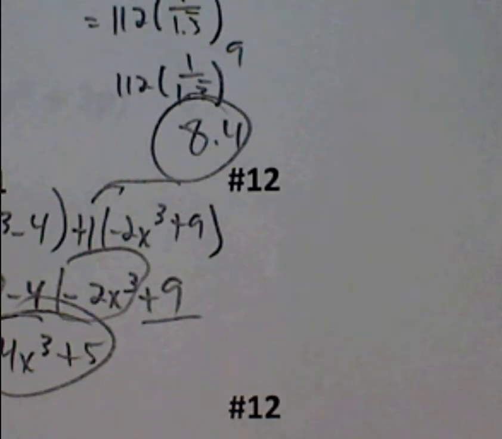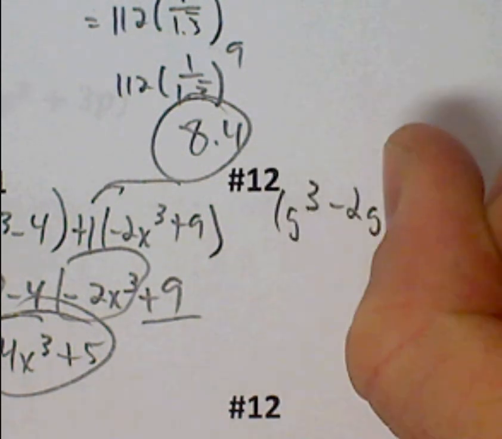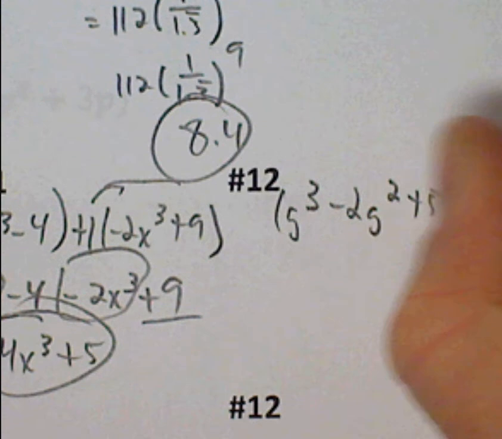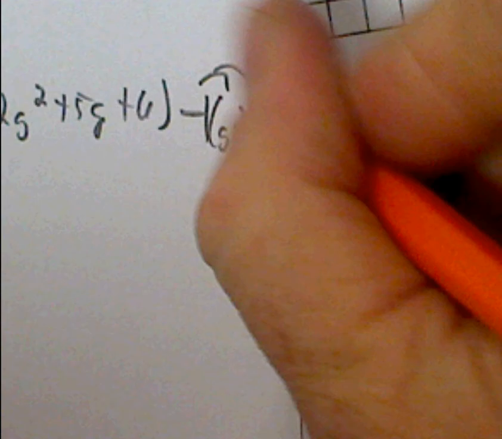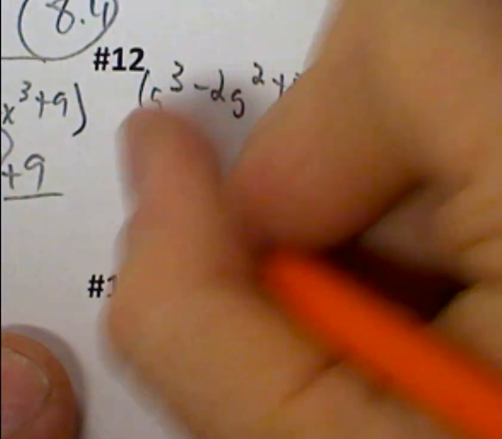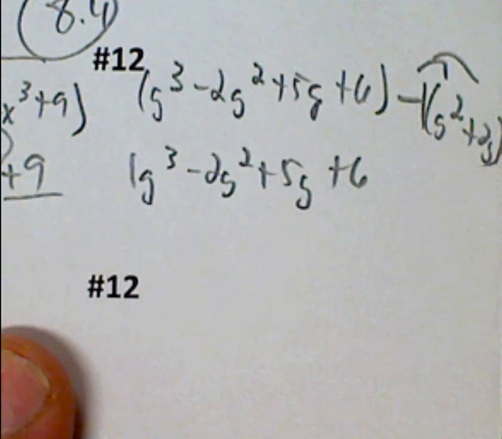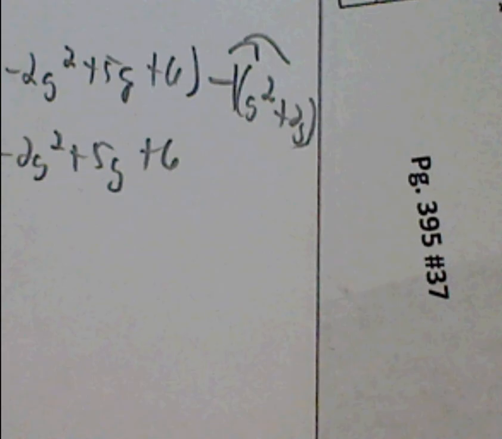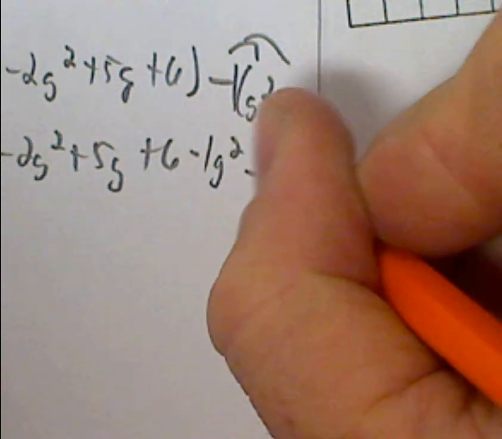Number 12, g to the third minus 2g squared plus 5g plus 6 minus g squared plus 2g. So the first thing I need to do is distribute my negative 1. So I got g to the third minus 2g squared plus 5g plus 6, and that's really a 1 in front of my g to the third. If I distribute the negative, that becomes negative 1g squared minus 2g.